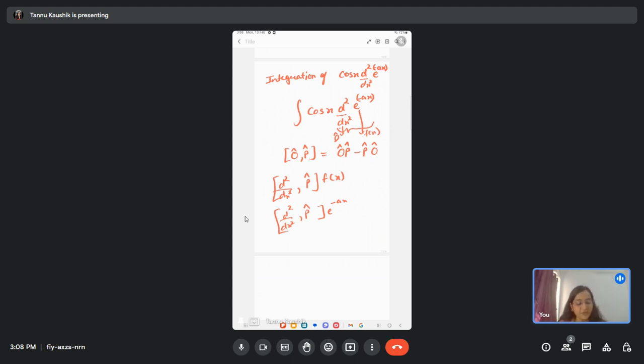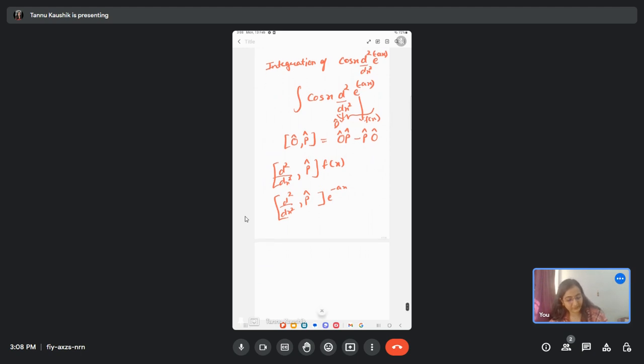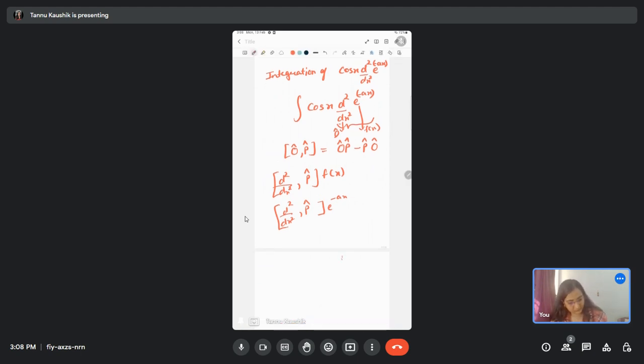In the first session, I was asked a doubt on this problem, cos x, d square by dx square, e raised to minus ax. The student was asking whether we have to check if this operator d square by dx square is commutating with the parity operator or not. We have to operate it on e raised to minus ax or cos x. Basically, you have to check whether this operator commutes with the parity operator with respect to any function you can take. If it satisfies the condition, then it will satisfy with every function. So let me show you it here.